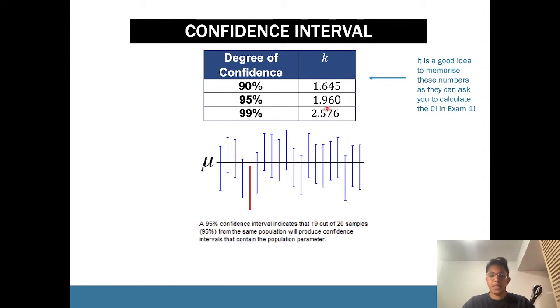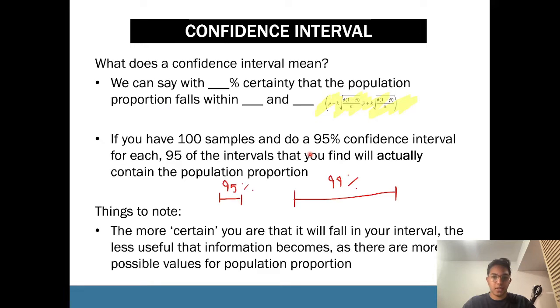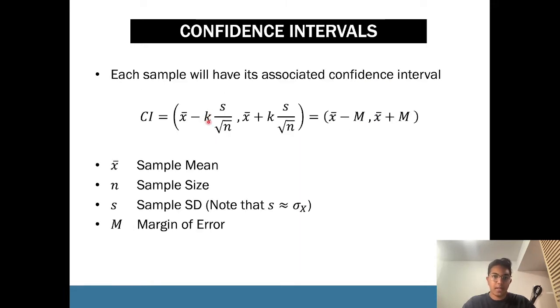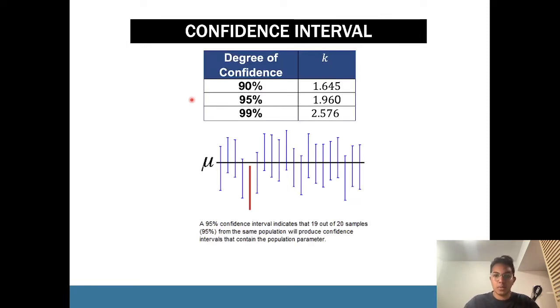You can see as we increase our degree of confidence, our margin of error increases. So this bit, that there, is going to increase. So our margin of error increases, and then the width of our confidence interval increases as well.